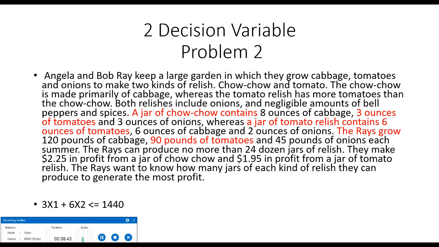We are in a situation now where it becomes very simple, once they've all been converted to ounces, to write our constraint as I've done below. 3x1, 3 ounces per jar of chow chow, plus 6x2, 6 ounces per jar of tomato relish, must be less than the total amount of tomatoes available, 1,440 ounces. That's our second constraint.